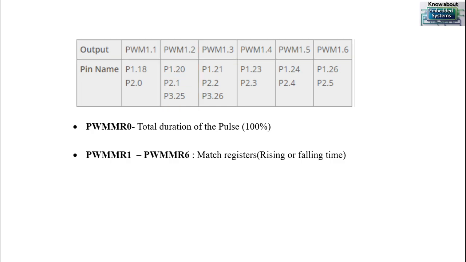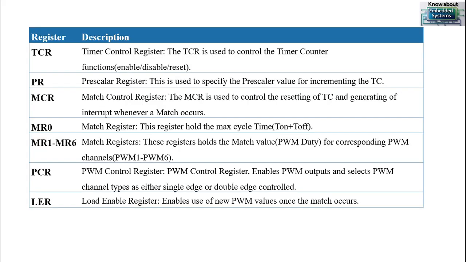The second important thing before programming is registers. What are the different registers we're going to use to generate the PWM? There are lots of registers, but out of those, 5 to 6 important registers we're going to use. The first is the timer control register. This timer control register is used to enable and disable the counters of your pulse width modulation. Basically, PWM is also an application of timer, so we will use similar registers to what we have seen in the timer. So TCR we are going to use.